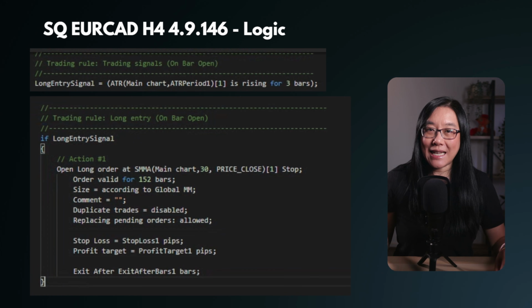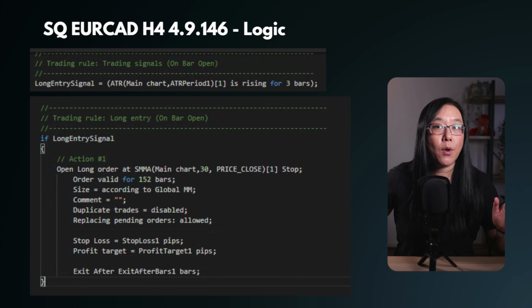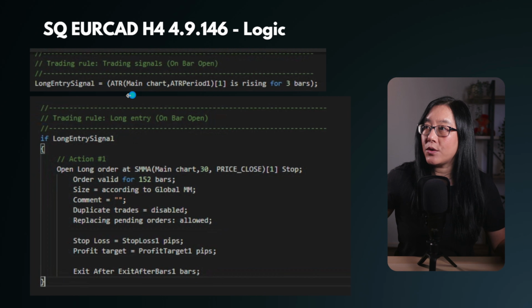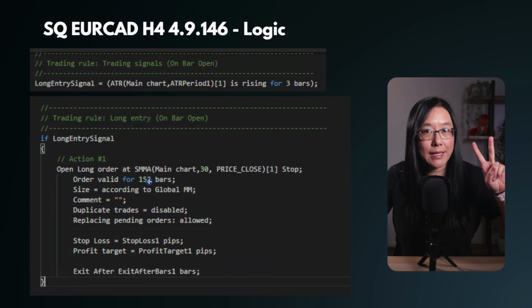This is the exact logic of this strategy. I'm showing here the long entry. The short entry criteria is exactly the opposite. So for the long entry, we are using the ATR, which is 1 indicator, and we're buying using a stop order based on the value of the SSMA, which is 2 indicators.